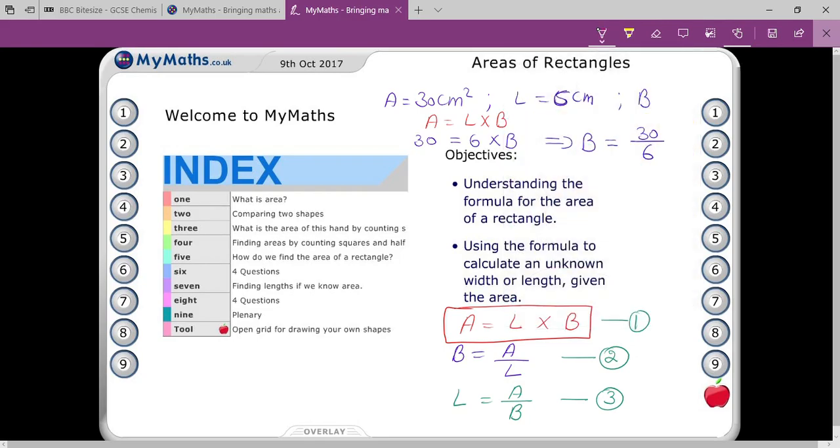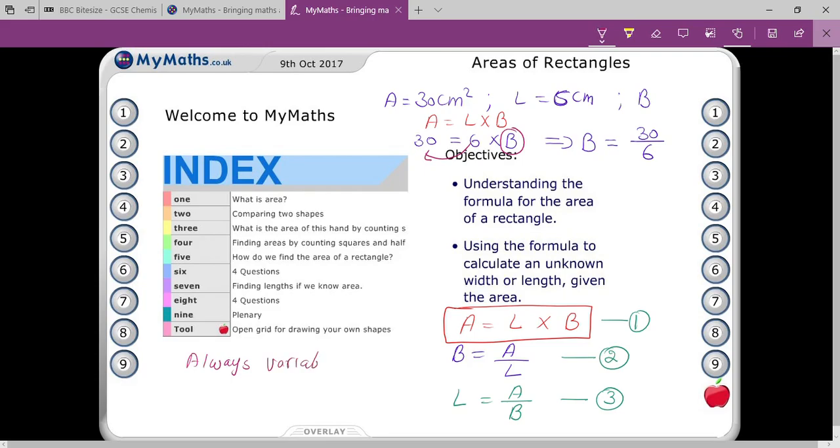Because you have to find the value of B, 6 will transfer to the other side. Yes, because it's a number, so a number will transfer to the number side, simple. Understand? Beta, always remember.